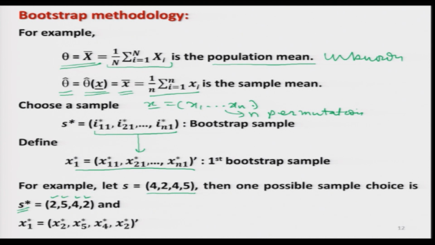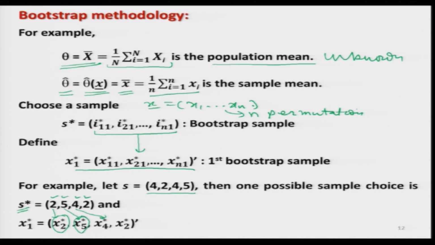Now corresponding to this 2, you try to choose the corresponding value of x, which is here x2, and it is now indicated here as x2 star. Corresponding to this 5, you choose x5, which is now the second unit in my sample, the second drawn unit, and this is indicated by x5 star here.